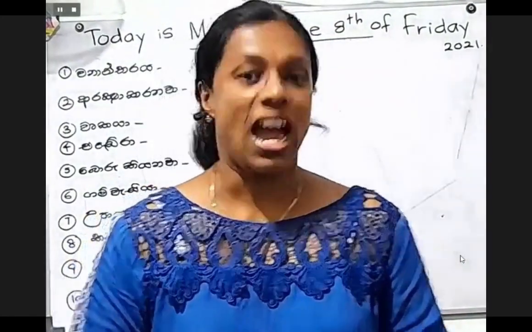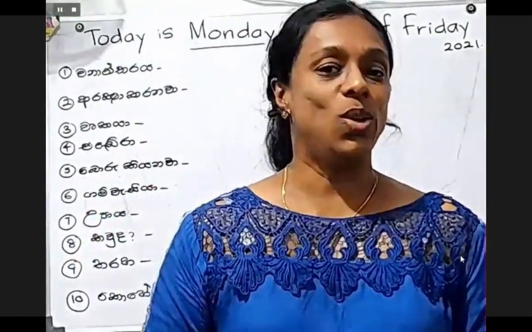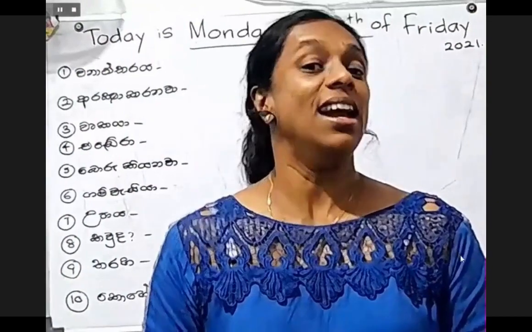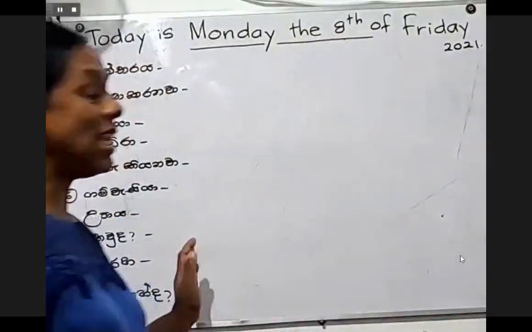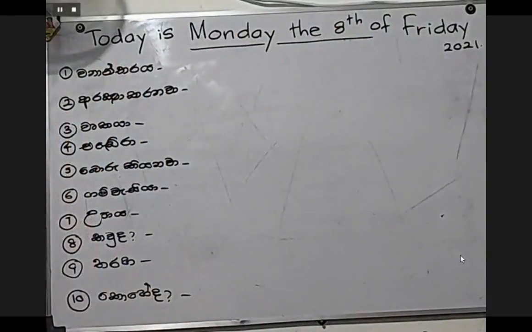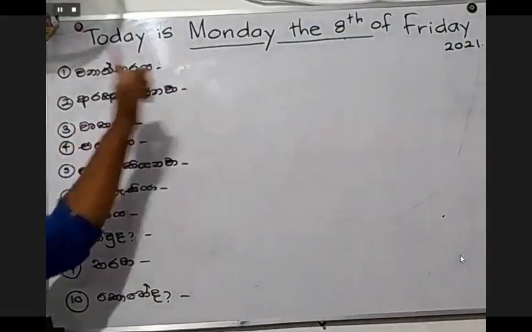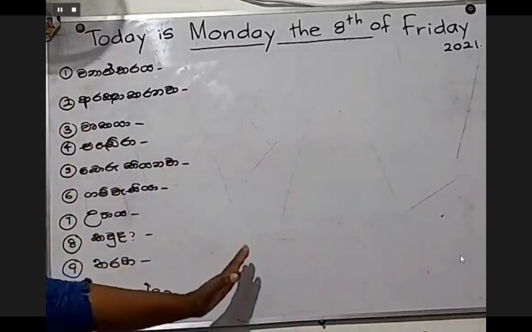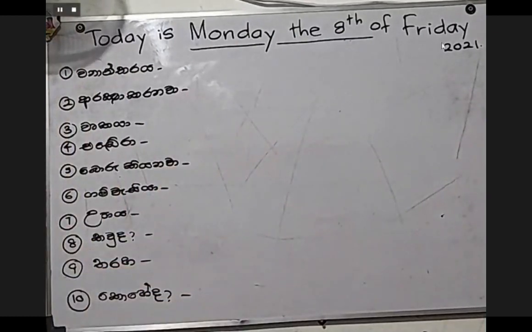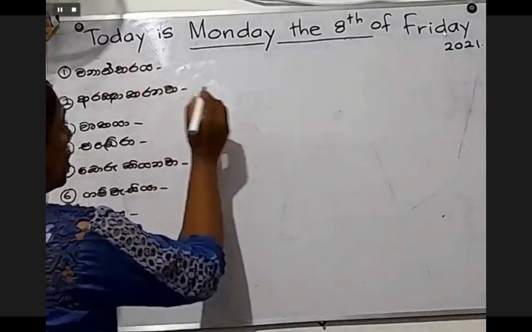As usual, let's write dictation first. Are you ready? Did you study the words? There are 10 words today. See the board. You should write the number. Put the date, write the number, and write the English word.